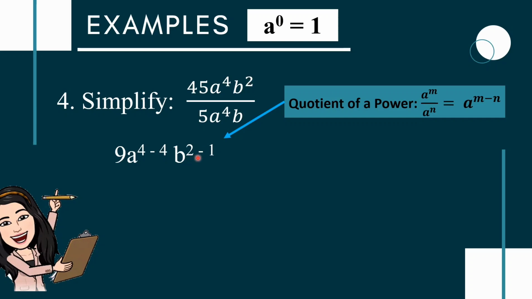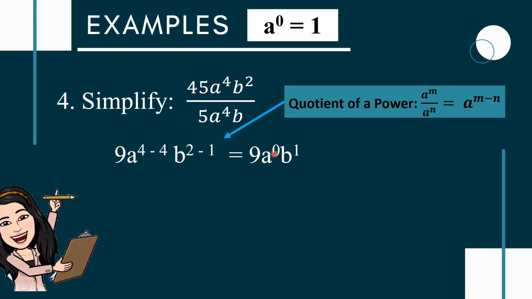Nakuha ba? Ulitin ko, 45 divided by 5, 9. A raised to 4th divided by a raised to 4th is equal to a raised to 4 minus 4. And then b squared divided by b is equal to b raised to the 2 minus 1. That is applying the quotient of a power. Now, let us simplify. That is equal to 9. Kopyahin si 9. 4 minus 4 is equal to 0. That is a raised to 0. 2 minus 1 is equal to 1. So, we have b raised to 1.